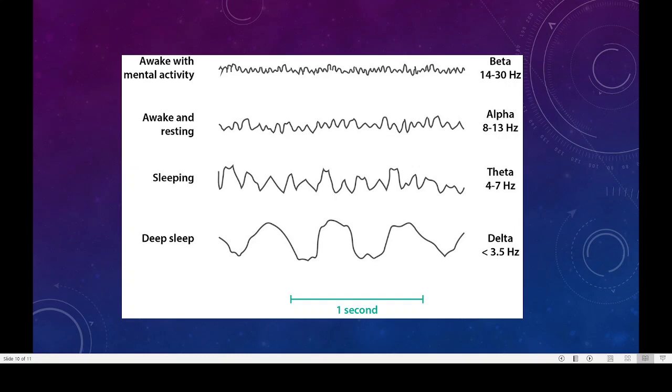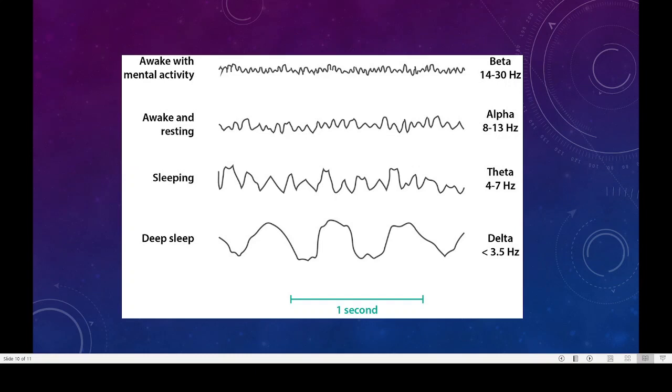And when you are normally, for example right now, awake and resting, it is the alpha waves, waves with the frequency of 8 to 13 hertz. That is the most common type of waves. But if you are intensely concentrating on something, your brain will mostly be showing beta waves. So basically, you can see the difference between these three different types of waves.